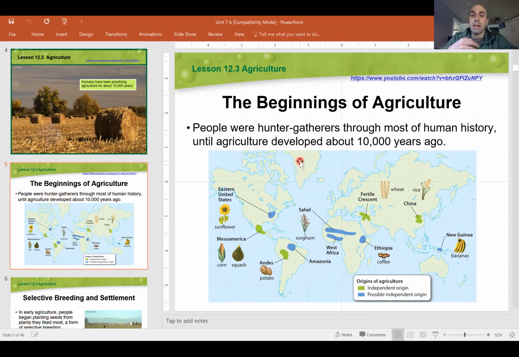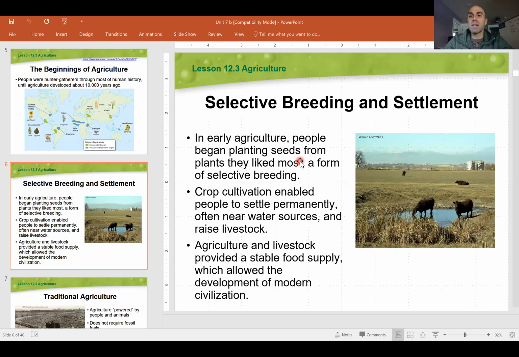So it's amazing how many different areas actually started growing crops and doing the same thing. Even though they were in completely different areas, they were doing the same thing at roughly the same time, okay? So selective breeding and settlement. In early agriculture, people began planting seeds from plants they liked most. And this is a form of selective breeding.